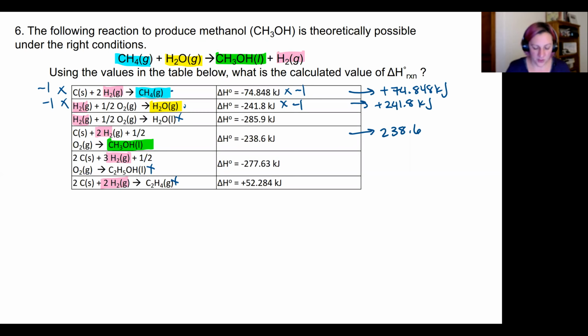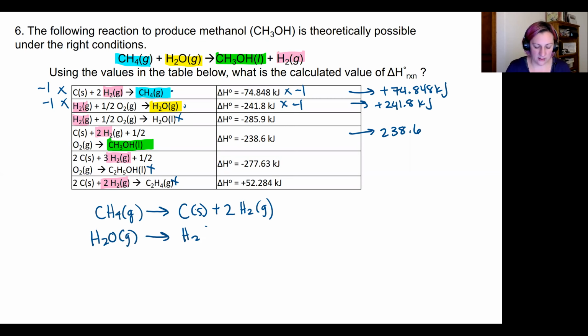So I'll start with the first one. I'm going to flip it. So my CH4 gas is now a reactant going to carbon solid plus 2 hydrogen gas. And I'll flip my other one for the water. So I've got water as a gas as a reactant now going to form hydrogen gas plus half an oxygen.